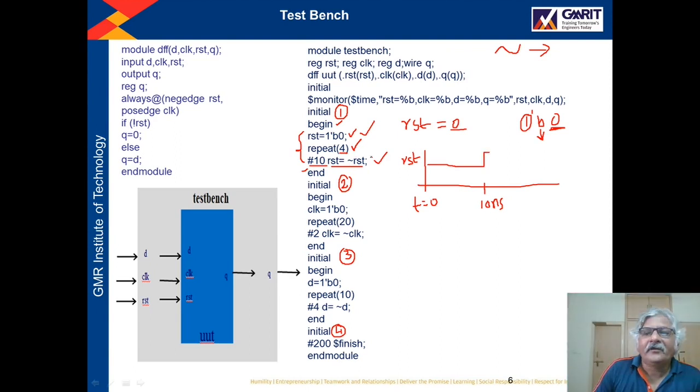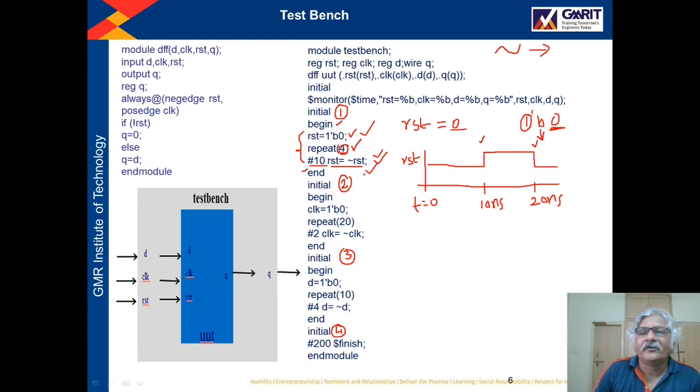This statement will be executed again, because this statement executes 4 times. So 1 time it is executed here. Now again hash 10 RST is equal to negate RST. So again after 10 nanosecond of this time, it will be 20 nanosecond. At 20 nanosecond again RST will be negate RST. RST is 1 now, so again it will be inverted. So at 20 nanosecond it will become 0, right?